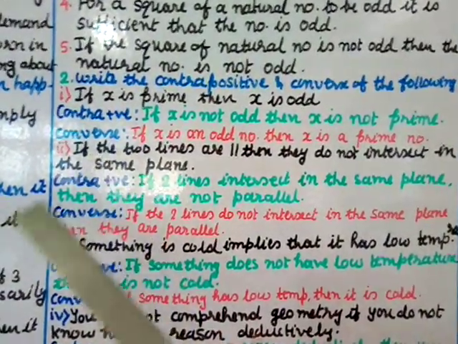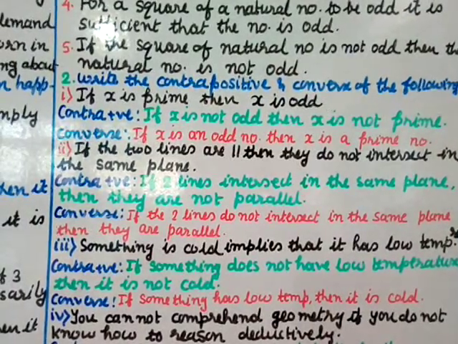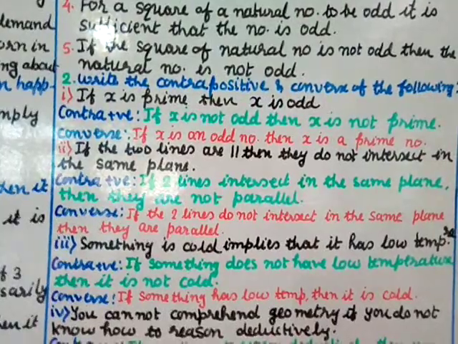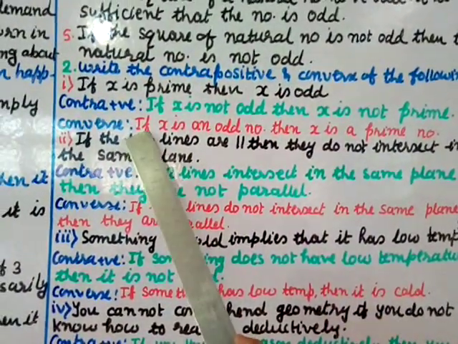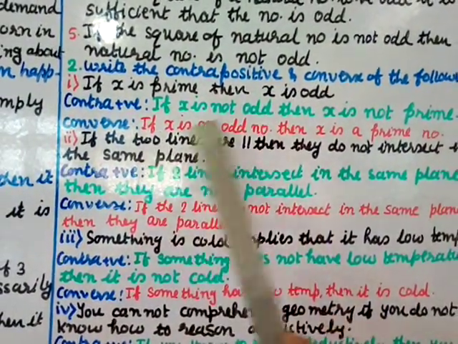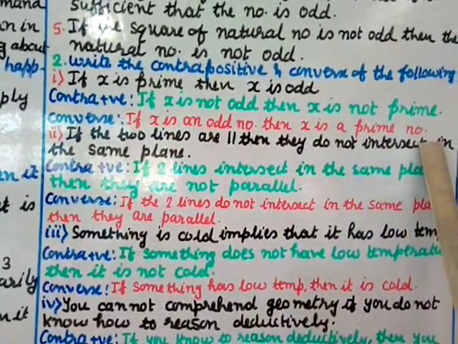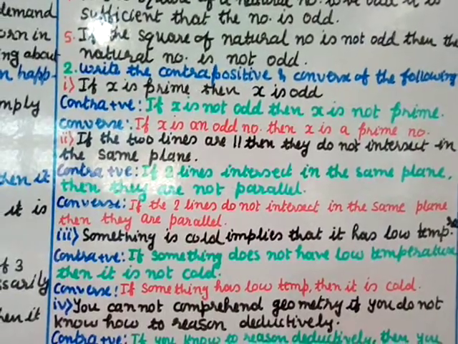And the converse of P implies Q will be Q implies P, right? So you have to start from here. So we can say the converse is, if x is an odd number, I'm starting from here, then x is a prime number. That is the converse.